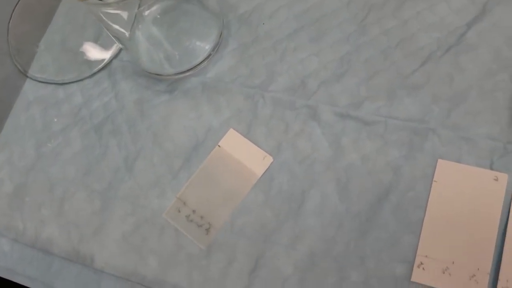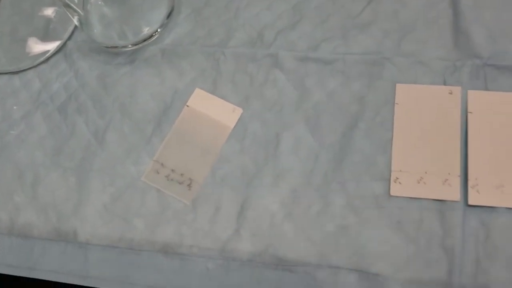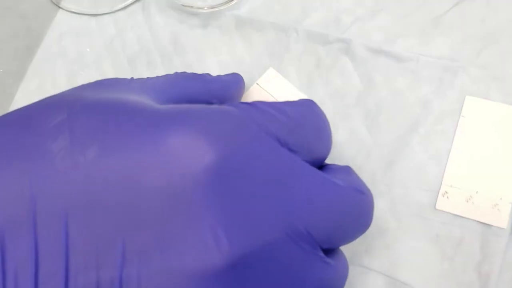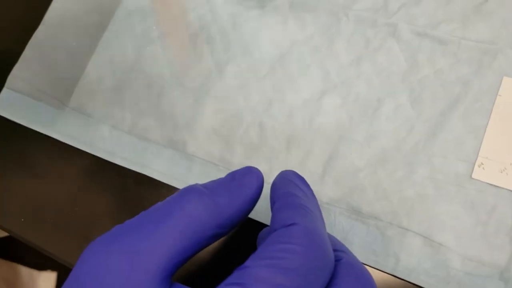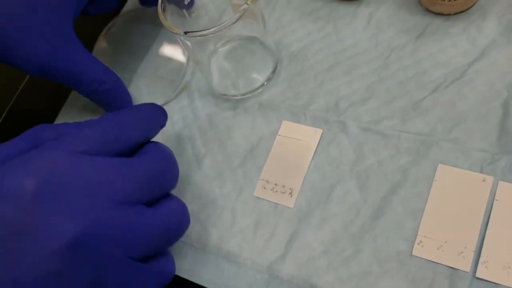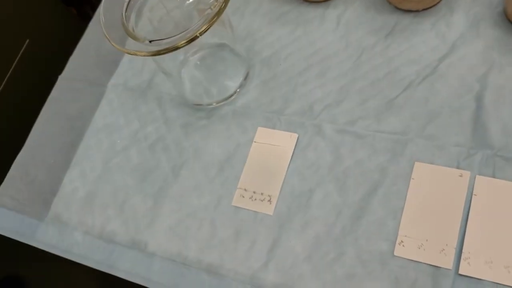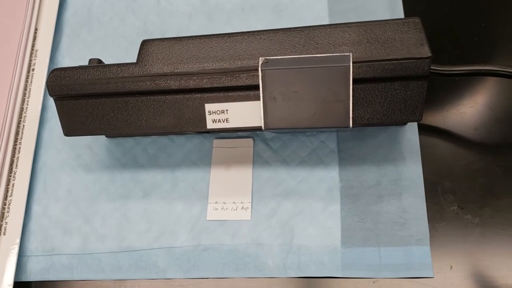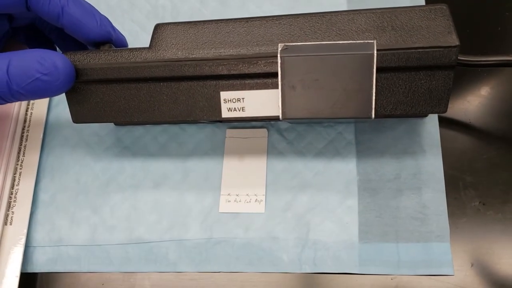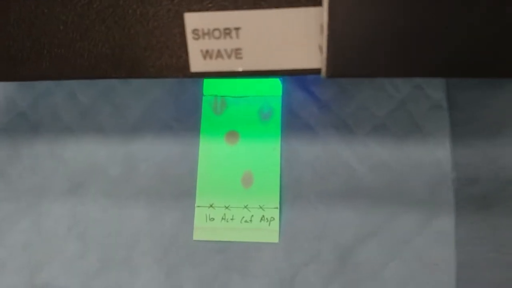And then we're going to mark our solvent line with a pencil very lightly, just right across the top. We're going to let this dry for a couple of minutes to make sure that all of our solvent has evaporated, and then we'll visualize the results under the UV lamp. So our solvent is dried, and we're ready to visualize our spots using our UV lamp. We're using a shortwave lamp. We're going to go ahead and turn it on, and we see that our plate glows green.